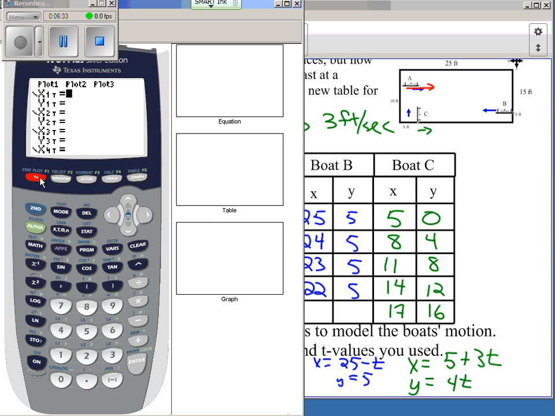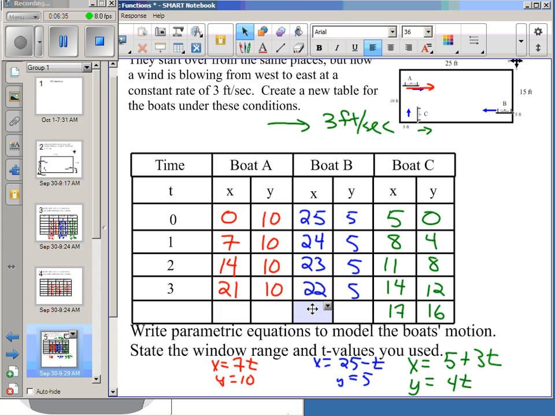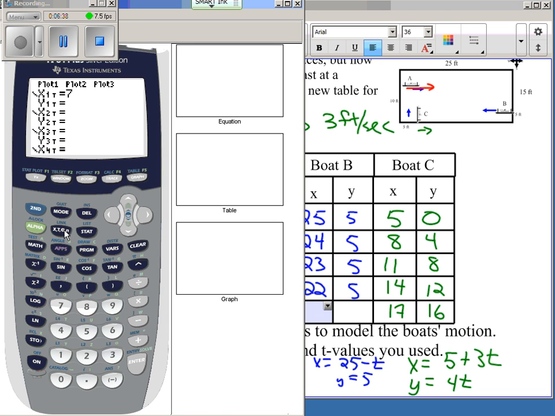Now if I put my equations in, my first, let's see, so 7t and 10. One cool thing is I'll come back and do that at the end. Boat B is 25 minus t and 5. And then boat C is 5 plus 3t and 4t. And if you make these the moving balls, if you pick that option, we can actually see the motion of our boats, which is pretty cool.